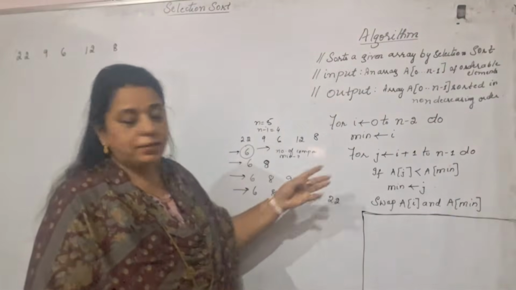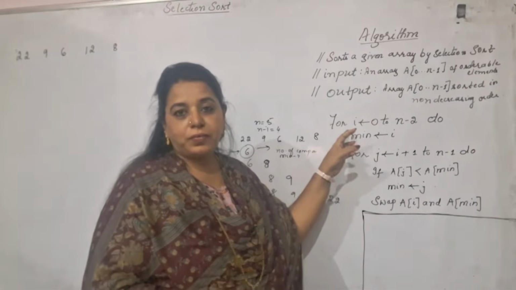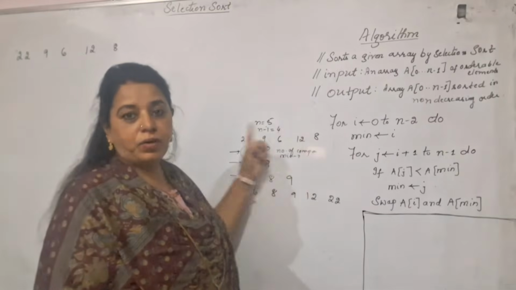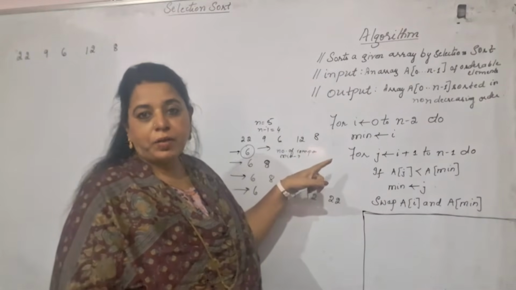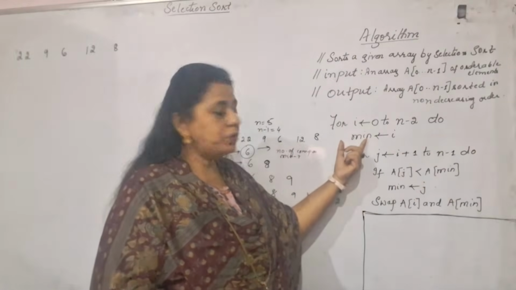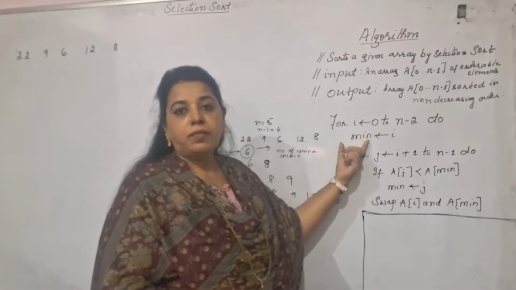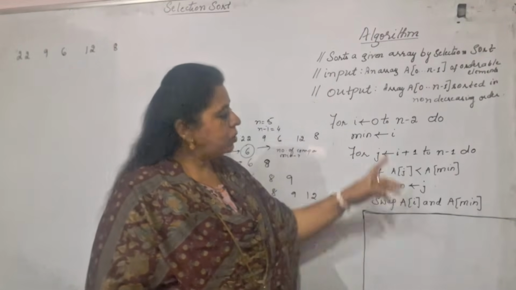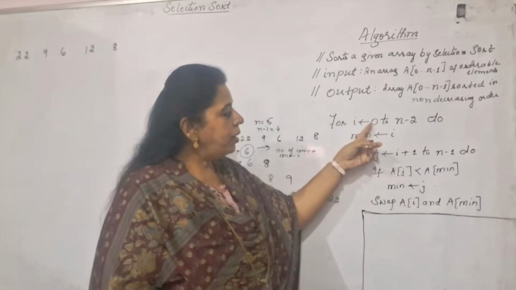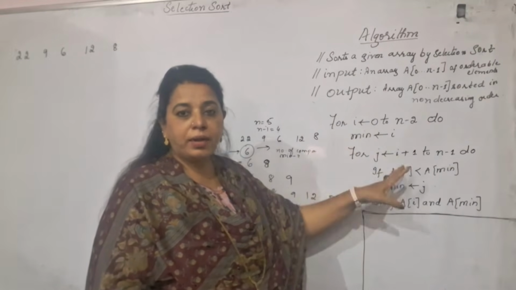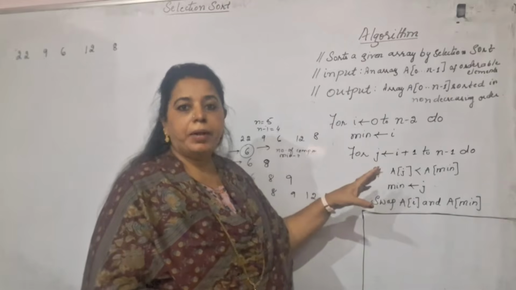So the logic is like this. You have two loops here. The first for loop is going to keep track of every element, whatever the elements are. Then for each element, whatever number of comparisons are done will be taken care of by the inner for loop. And we are making use of a variable min, which will always store the location where the minimum element is present. So initially the minimum value will be location number 0, that is index 0. We assume that the minimum element is present at index 0.